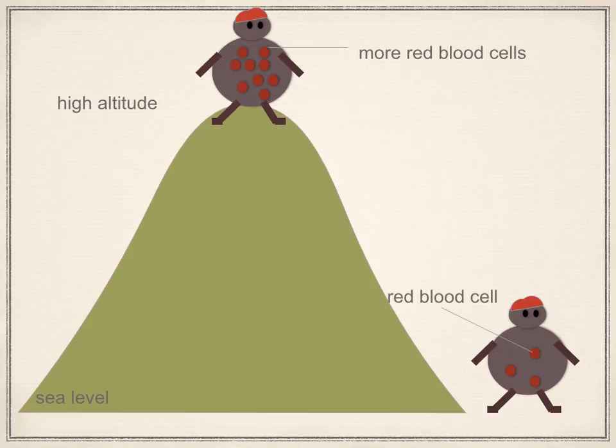So one way of acclimatizing is for the number of red blood cells in circulation to increase. Due to the reduced atmospheric pressure at high altitude, hemoglobin cannot be fully loaded with oxygen. So the increase in the number of red blood cells compensates for this and increases the rate of oxygen transport from the lungs and the tissue.